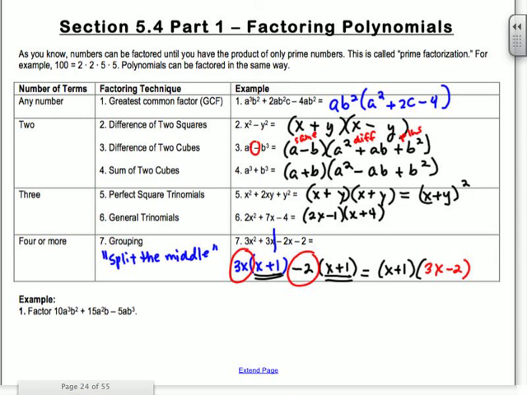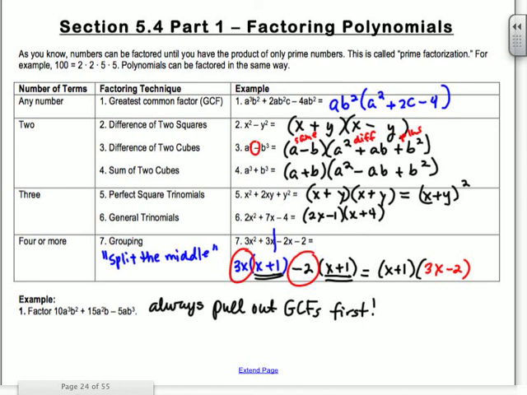Okay, so the first one, I have factor 10a cubed b squared plus 15a squared b minus 5ab cubed. So your first step is you always look for greatest common factors. So you always pull out GCFs first. Okay, so in number 1, what do they all have in common? So let's start with the number. So what number do they all have in common? 5, yeah? 5ab.